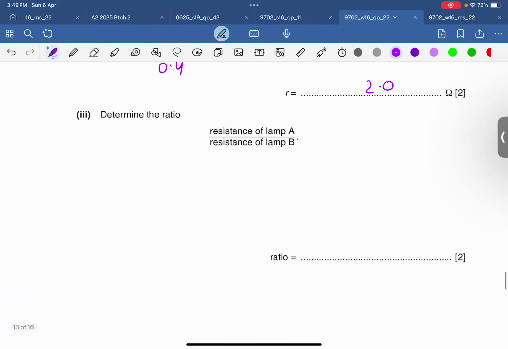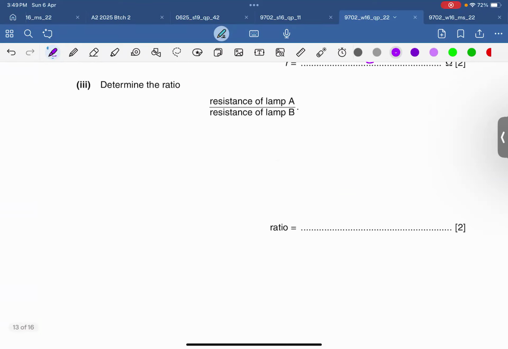Now आगे आ जाओ भाई. The ratio of the resistance of lamp A over the resistance of lamp B. Do we have to find it using the gradient, or can we do the other way? The other way would be V over I divided by V over I. Yes, V remains the same because it is in parallel, right? And this is A, this is B, so IB over IA would be your answer.